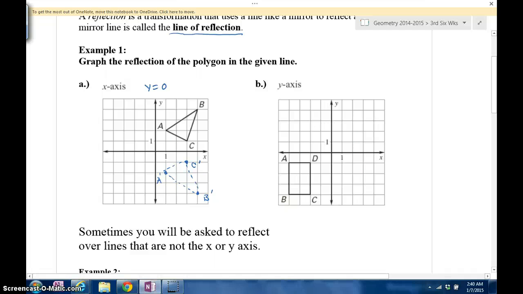Now we have a y-axis, and our image will reflect across the y-axis, going left to right. Again, same distance across the line of reflection, which is our y-axis. By the way, this equation is x equals 0. So D prime is 2 units away from the line of reflection. A is 4 units. C is 2 units away. And B is 4 units.